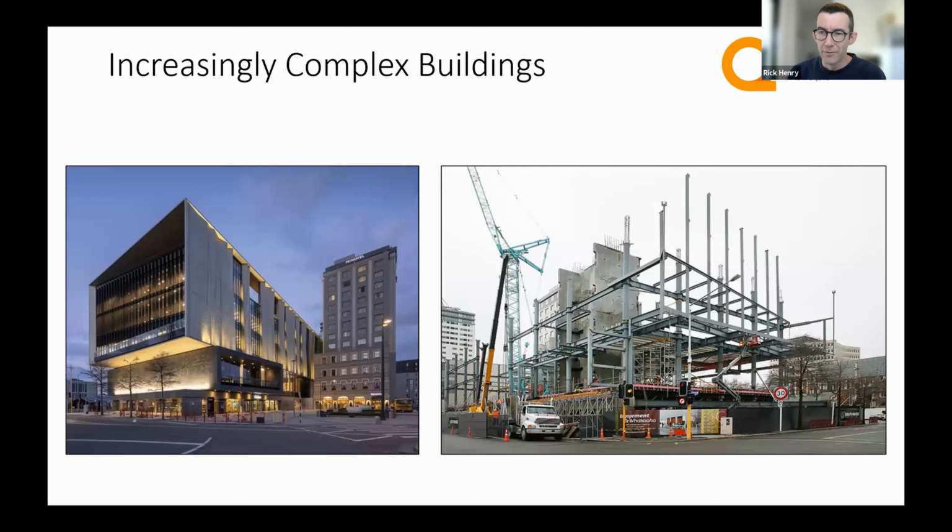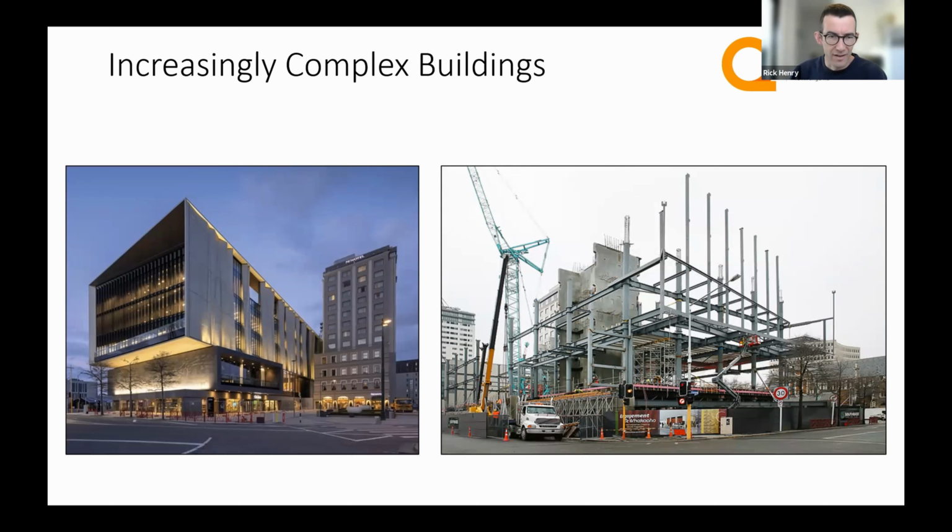And lastly, I guess we're really seeing that perhaps our structures are starting to look a lot more complex. We increasingly sort of have more architectural buildings, which are definitely more appealing, but underneath them, the structural systems are inherently getting a bit more complex.